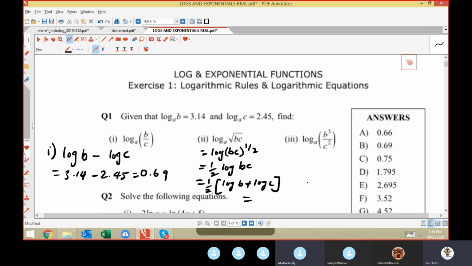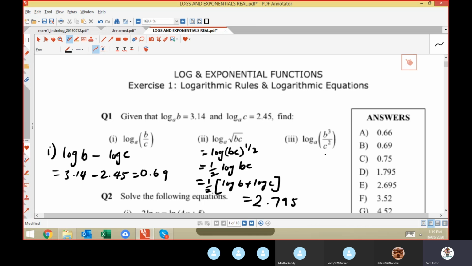Sam, for the second question, when we write the answer, do we have to write half at the beginning? No. So you'll plug in log B is 3.14 plus 2.45, whatever that is, times by half. So in your calculator, you're just going to bracket 3.14 plus 2.45. So I'll get you the answer as well. 3.14 plus 2.45 times by half is 2.795. Yeah, I got that.